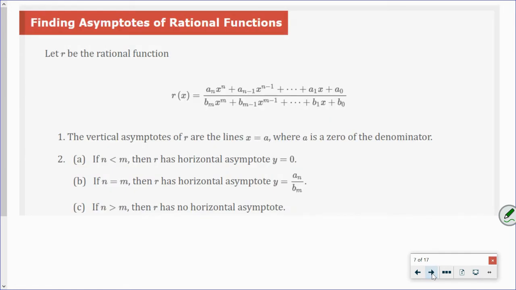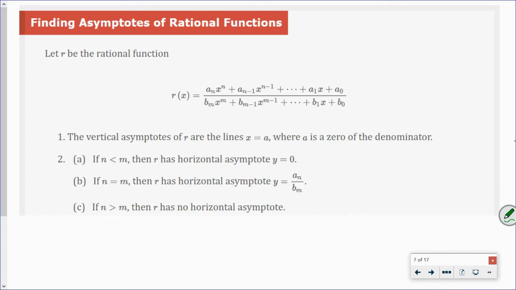Okay, so finding asymptotes is really, really easy. Easier than what this slide predicts. So the vertical asymptotes of R lies where x equals a are the zeros of the denominator.